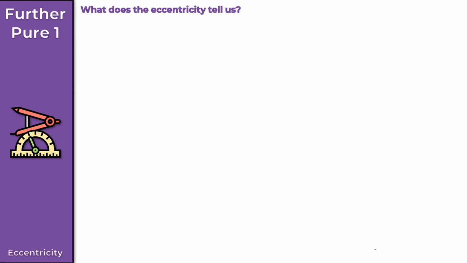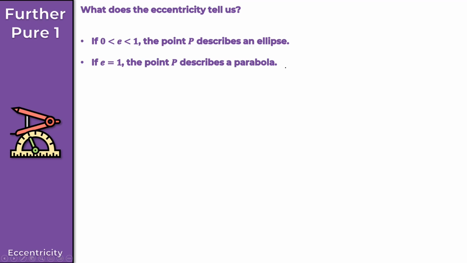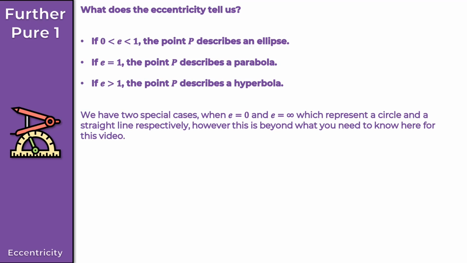So what does the eccentricity tell us? If e is strictly between 0 and 1, the point P describes an ellipse. If e is equal to 1, the point P describes a parabola. If e is strictly greater than 1, the point P describes a hyperbola. We also have two special cases, when e equals 0 and e equals infinity. When e equals 0, this represents a circle, and when e equals infinity, this represents a straight line. But this is a little beyond what we need to know for this video.